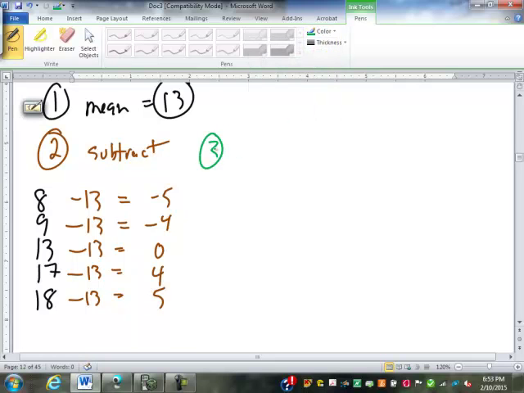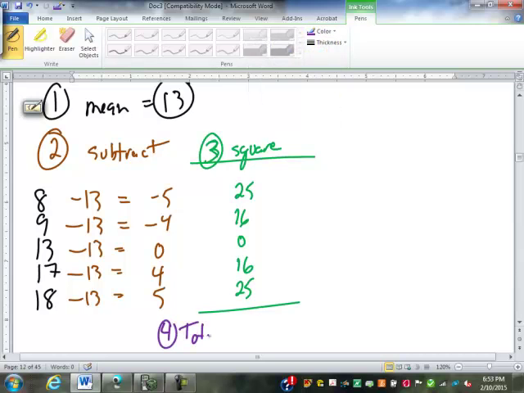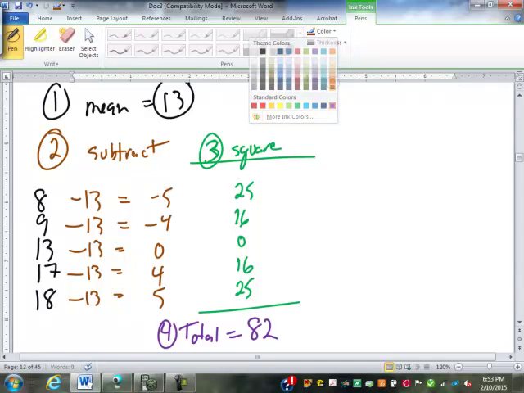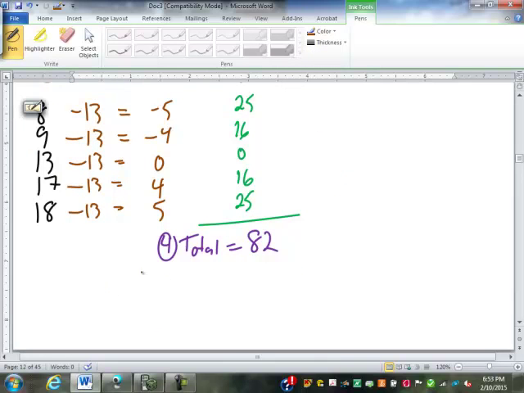Step 3. Square each. Okay, so what's -5 squared? 25. -4 squared? 16. 0 squared? 0. 4 squared? 16. And 25. Step 4 is the total, so we get 82. Step 5. Divide by n minus 1. n is 5, so we divide by 4.